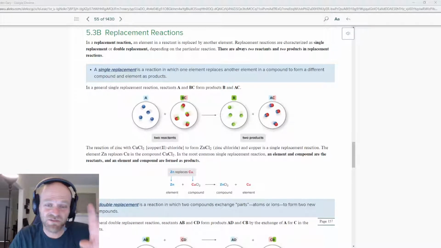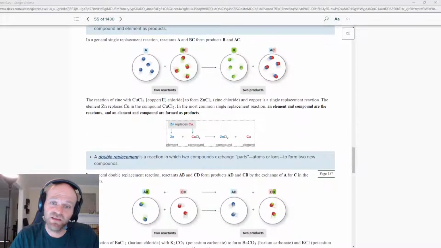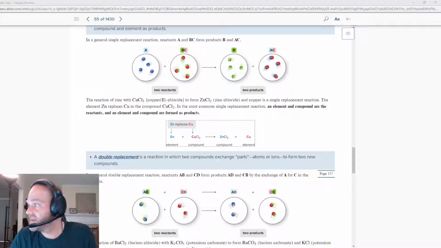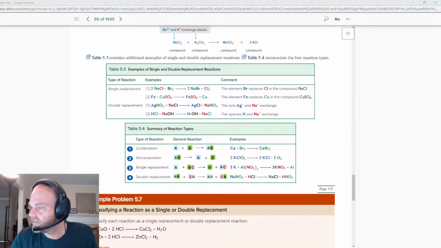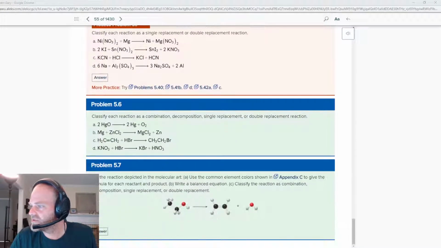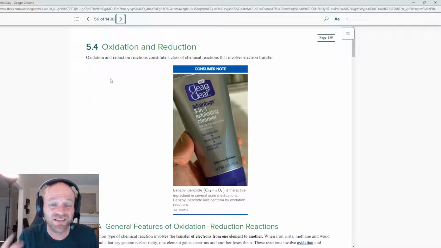Single replacement, I'm just moving one. So C is combined with B in the first, and then it's combined with A in the second. Double replacement, I flip them both. And we also have redox reactions, which we call oxidation and reduction. And that is where you change the electronics of that atom or the molecule.